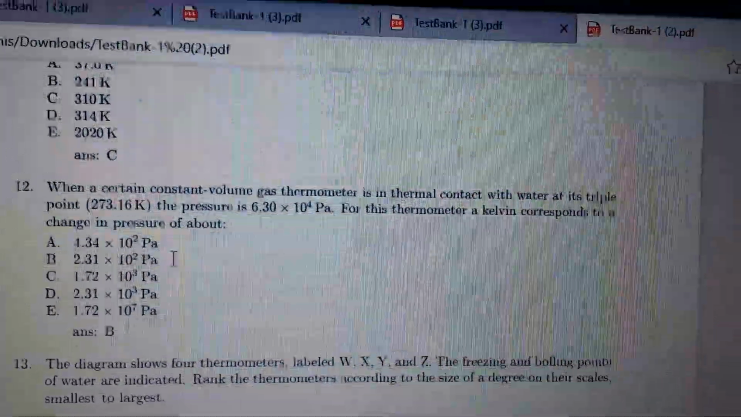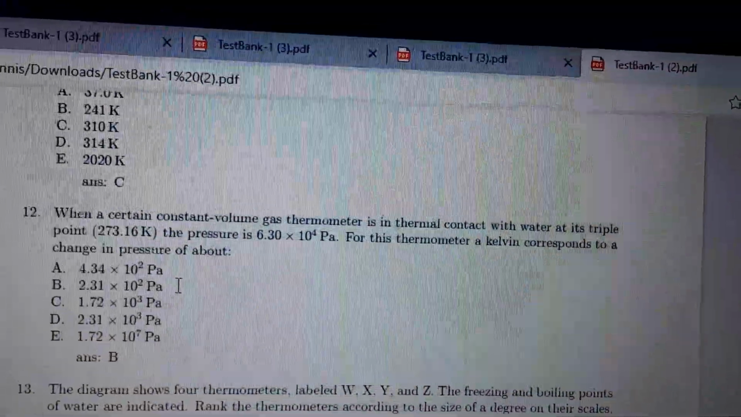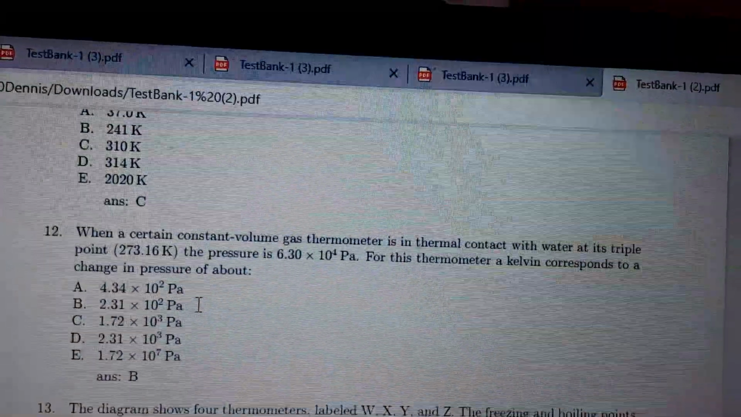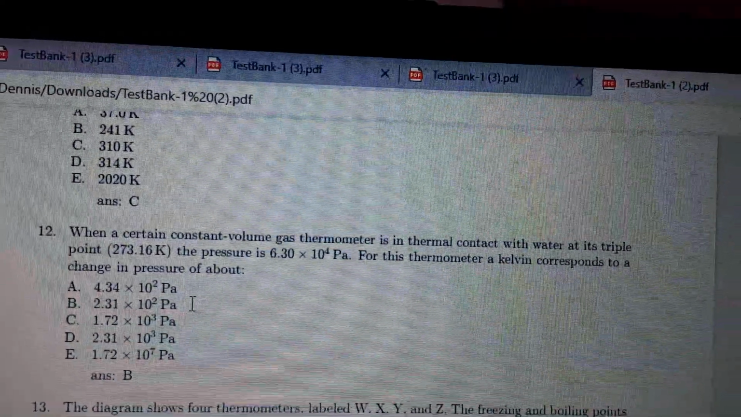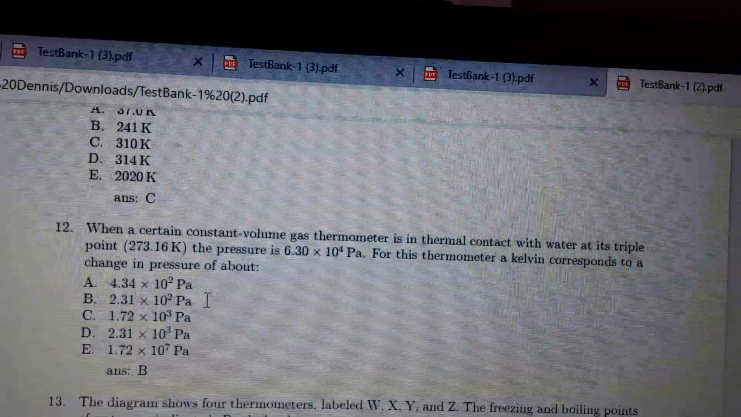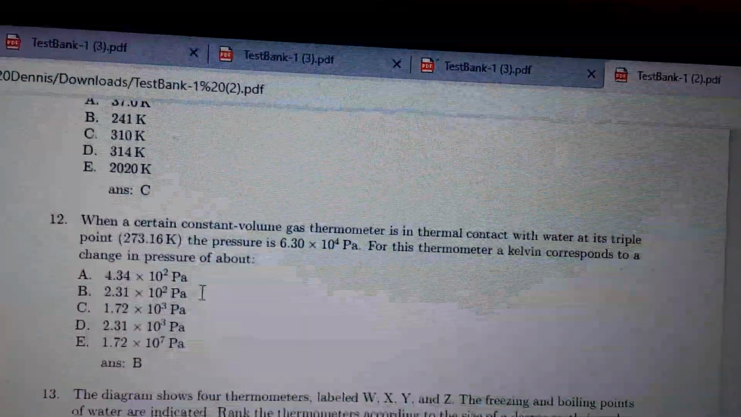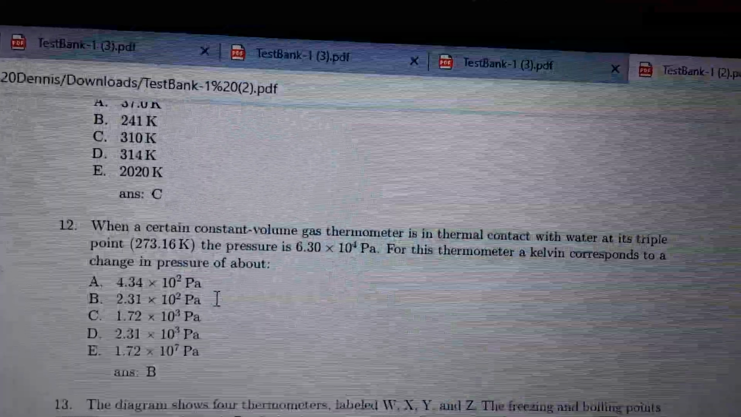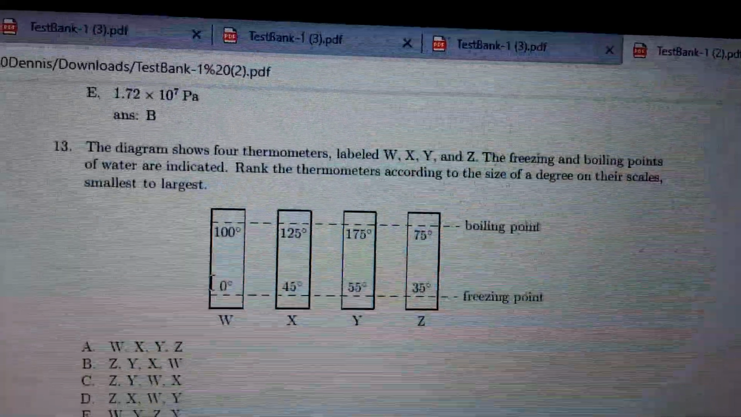When a constant volume gas thermometer is in thermal contact with water at its triple point, the pressure is 6.30 times 10 to the power 4 pascals. For this thermometer, a change of one Kelvin corresponds to a change in pressure of about 2.31 times 10 to the power 2 pascals. B is the answer.